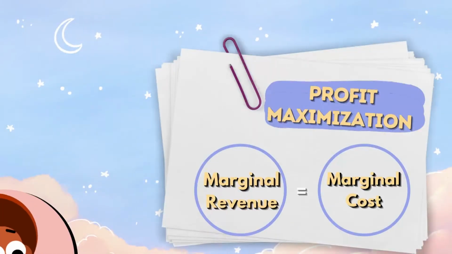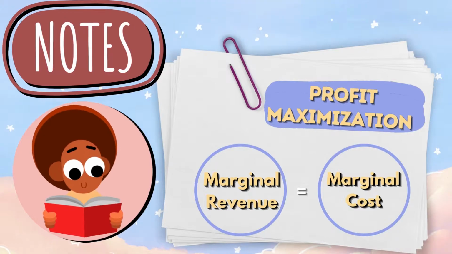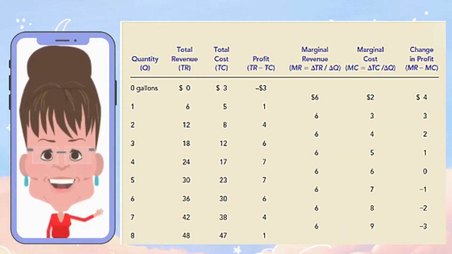In a perfectly competitive market, profit maximization is where marginal revenue equals marginal cost. Taking the table as a numerical example of profit maximization, we can determine the profit maximizing quantity where MR, or marginal revenue, equals MC, which is the marginal cost.